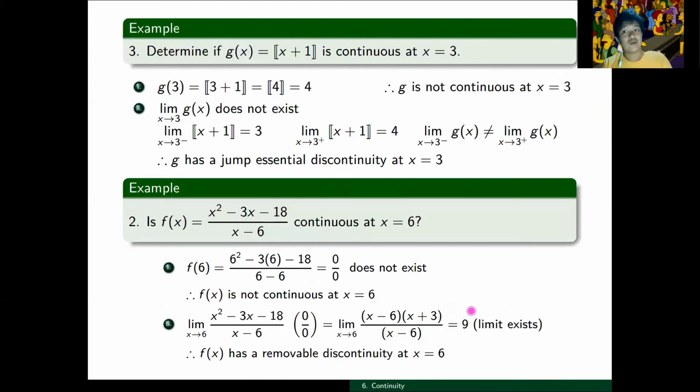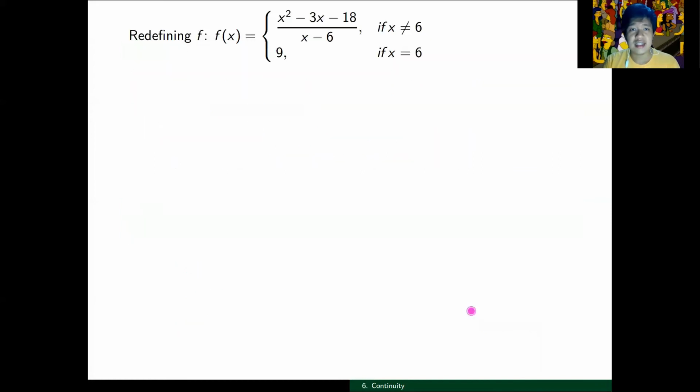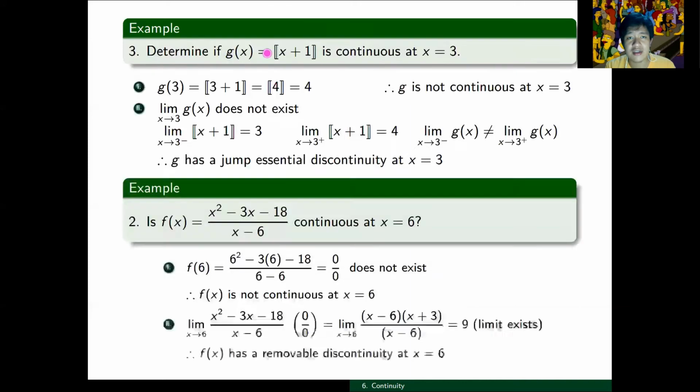Tapos dahil siya ay removable discontinuity at x equals 6, we can redefine it to be continuous at 6 this way. Ito pa rin yung function. We still maintain it, but this is only now the function defined for x not equal to 6, and for x equals 6, binukod natin siya ng definition to be 9. So, yun na-compute mo kasing limit dito ay 9.